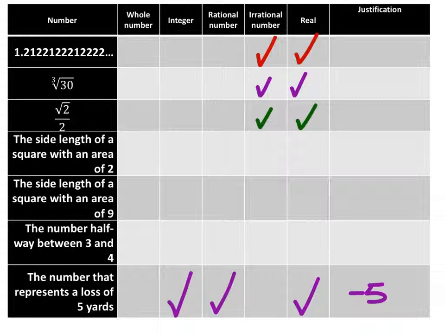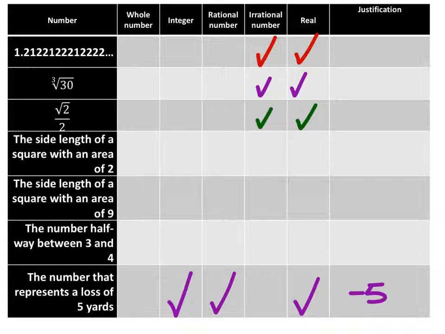So just starting off with these first few that hopefully were kind of easy. This first one we can see, it has a pattern, but it's not repeating or terminating. Okay, so even though there is a pattern, it's not a repeating pattern, so that one is irrational. On the bottom there, the number that represents a loss of 5 yards, that would be -5, which is an integer. It's not whole because it's negative, so it's also rational and real.